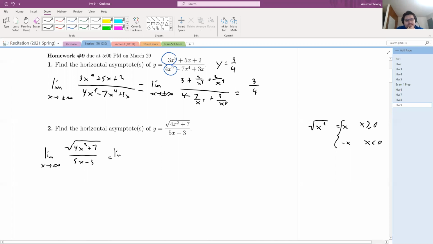Well, so how do we get this thing to show up? Well, what we do is we'll factor an x squared from the expression inside of the square root. So if I factor an x squared, I'm going to get a 4 plus 7 over x squared, divided by, and I guess to preempt it, I'll divide out by x in the denominator as well.